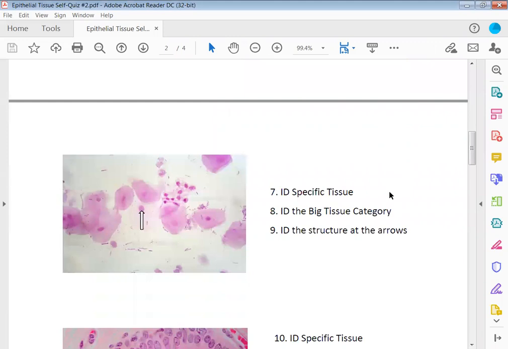The next one here is simple squamous epithelium. You know it's simple squamous because of the fried egg look. So with the fried egg, this would be the egg white, and this would be the egg yolk in the center. So the simple squamous epithelium looks like a fried egg. The little yolk part in the middle would be a nucleus.